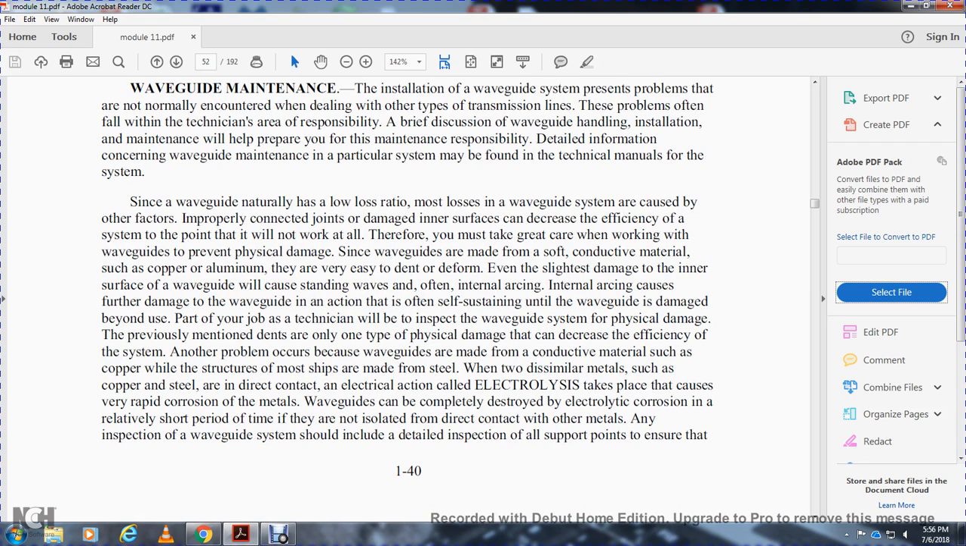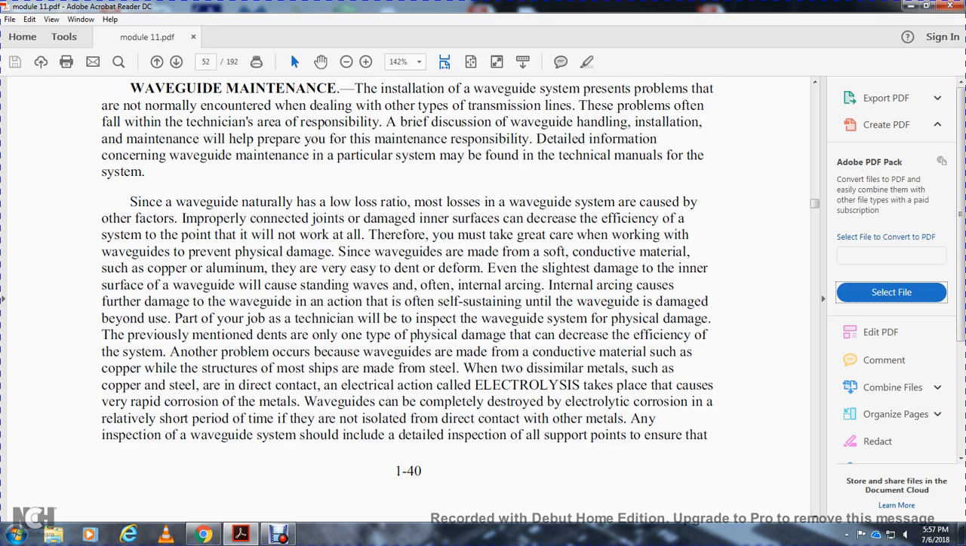Damaging the surface decreases efficiency, or the waveguide may not work at all. Therefore, you must take great care when working with waveguides to prevent physical damage. Since waveguides are made of soft conductive material such as copper or aluminum, they very easily dent or deform. A dent or the slightest damage to the inner surface of the waveguide will cause standing waves that often lead to internal arcing. Internal arcing causes further damage to the waveguide, often sustaining until the waveguide is damaged beyond use.